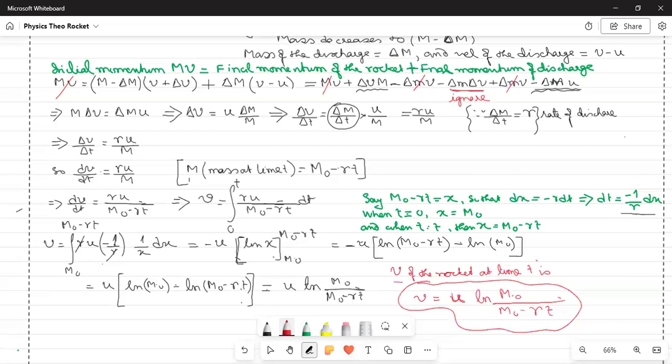Right? So this is so far as the rocket is concerned. Next, in the chapter of momentum, we shall see the lesson of collisions. There are various types of collisions. When two bodies collide, what happens so far as their momentum is concerned?